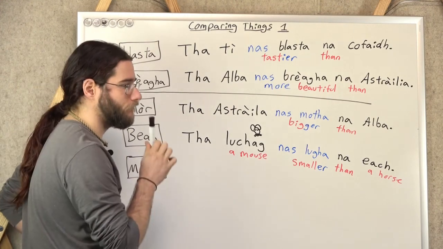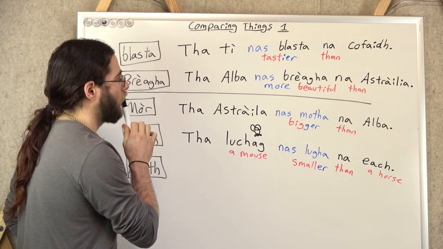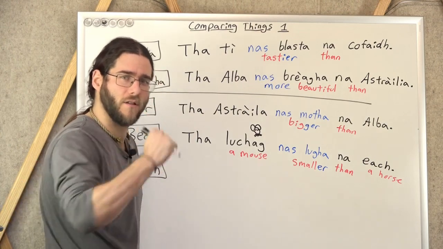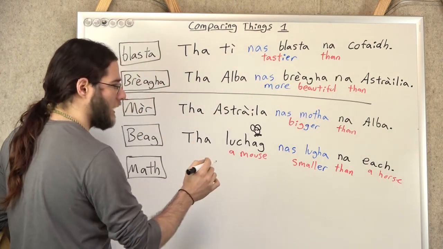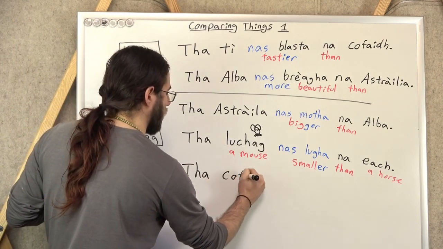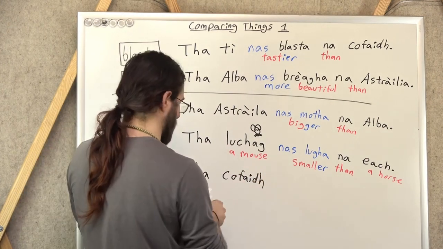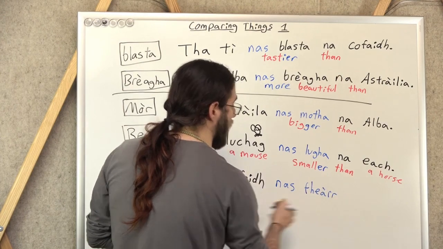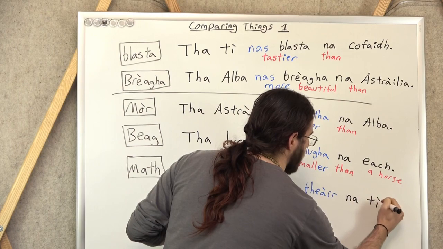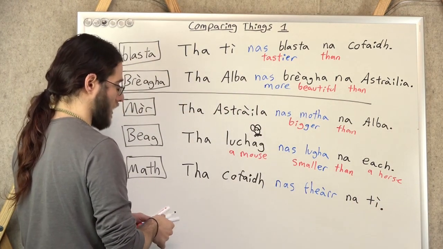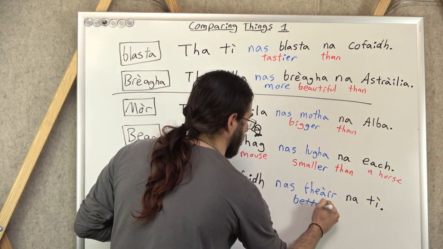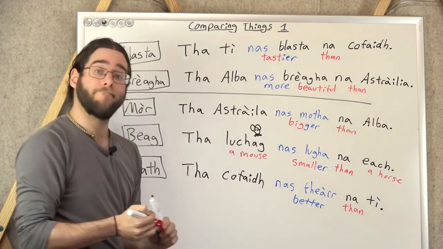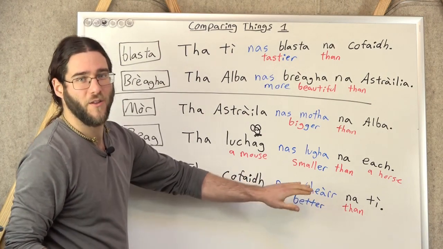What about ma? Maybe with my first sentence, I offended some coffee lovers out there, some coffee enthusiasts. So let's let the coffee lovers get in a shot too. So we would go with ha coffee. Nas, because we're always doing nas here. Nashar. Ha coffee nashar na tea. Just like that. So ma changes to nashar. It's another one of these that changes completely.